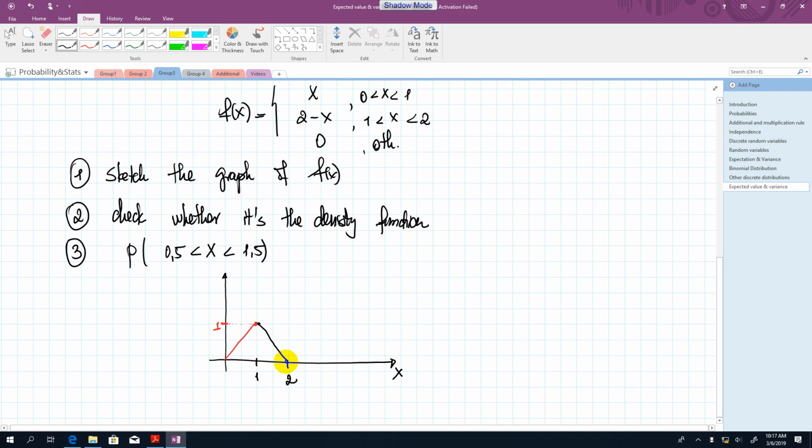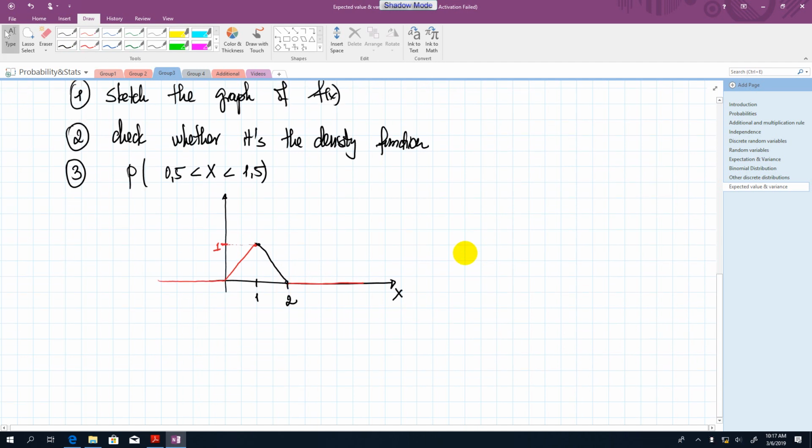So the density function goes to minus infinity there, but it takes the zeros, and it goes to plus infinity there, but it always takes the zeros. Okay? So the density function looks like this. Now what we need to do is check whether the area under this triangle is equal to 1, right? We can easily do this geometrically, right?